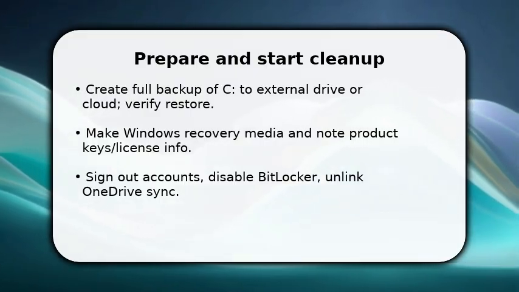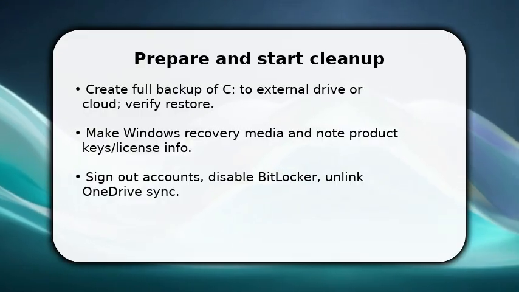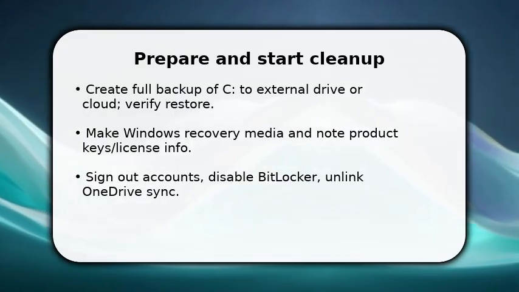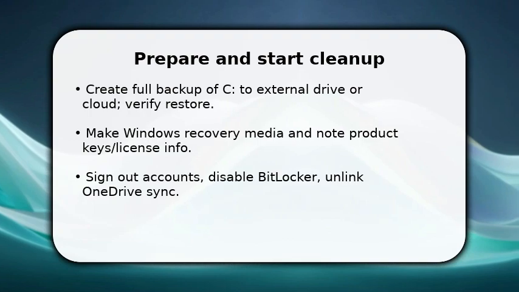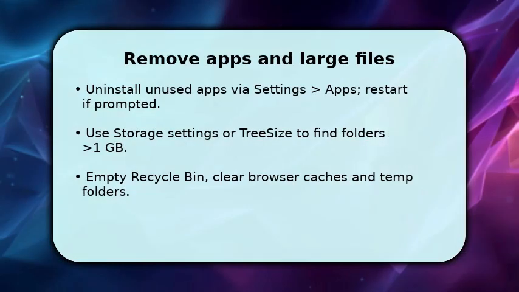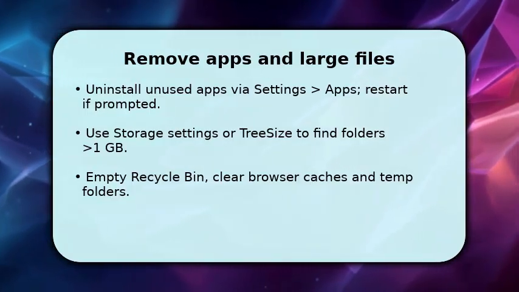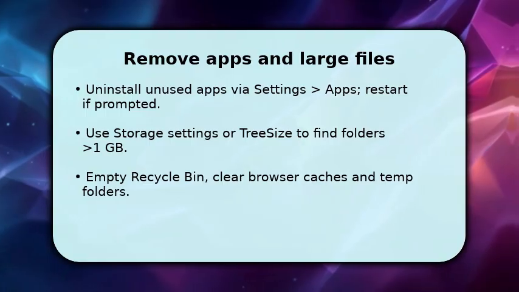This prevents cloud deletions. Start disk cleanup as an initial pass to remove temp files, then move on to targeted removals of large user data and apps. You now remove the big space users, uninstall apps from Settings apps, and then restart when prompted to free locked files. After that, scan C.